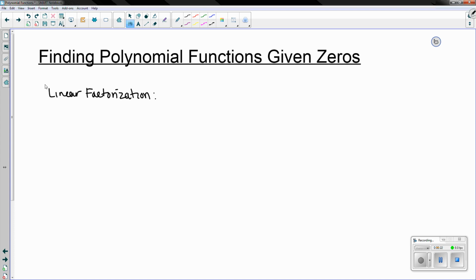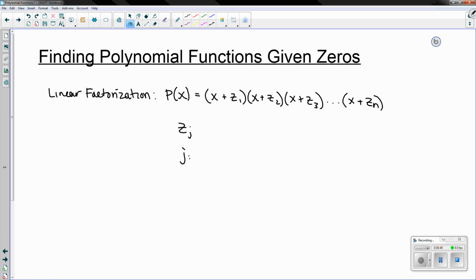Linear factorization for polynomials tells us that if we take some polynomial, for example p of x, we should be able to express it as a product of linear factors. So let's say we have something like x plus z sub 1 times x plus z sub 2 times x plus z sub 3, up to x plus z sub n, where z sub j, where j is the subscript 1, 2, 3, all the way up to n, represents some complex zero.